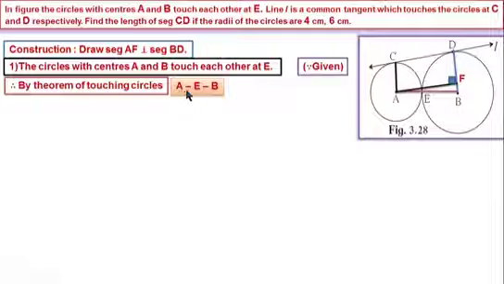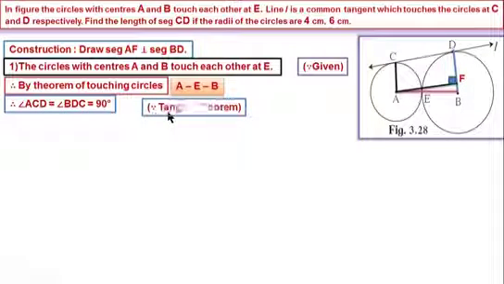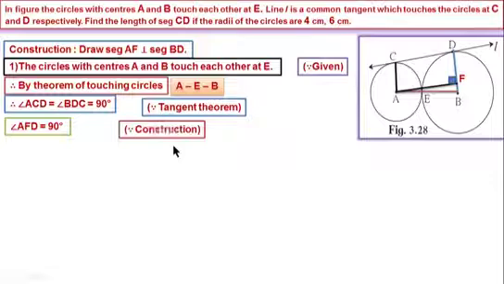Here A-E-B. Therefore, angle ACD is equal to angle BDC is equal to 90 degrees. Why? Tangent theorem. Angle AFD is equal to 90 degrees. This angle AFD is equal to 90 degrees by the construction.